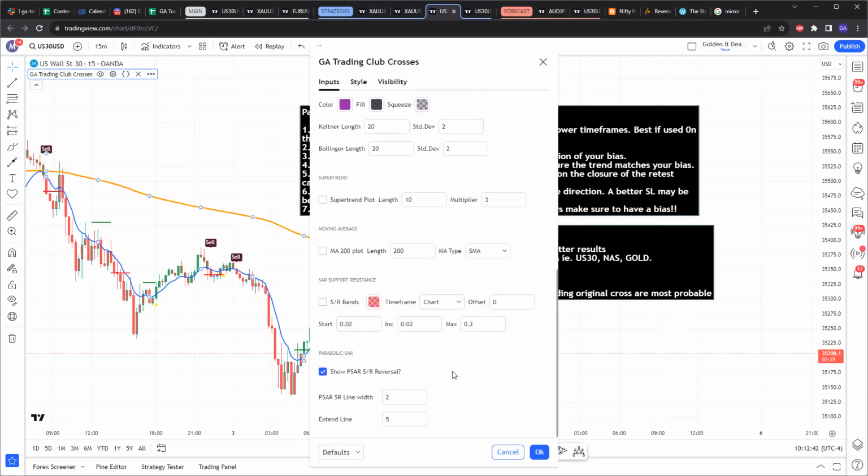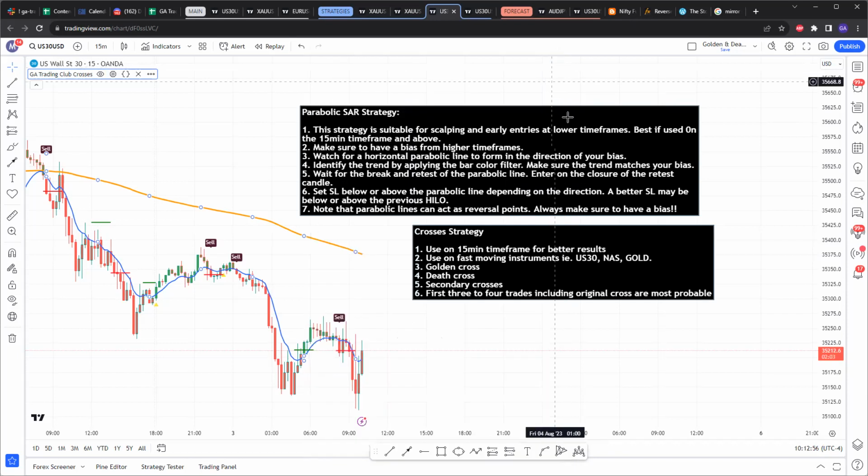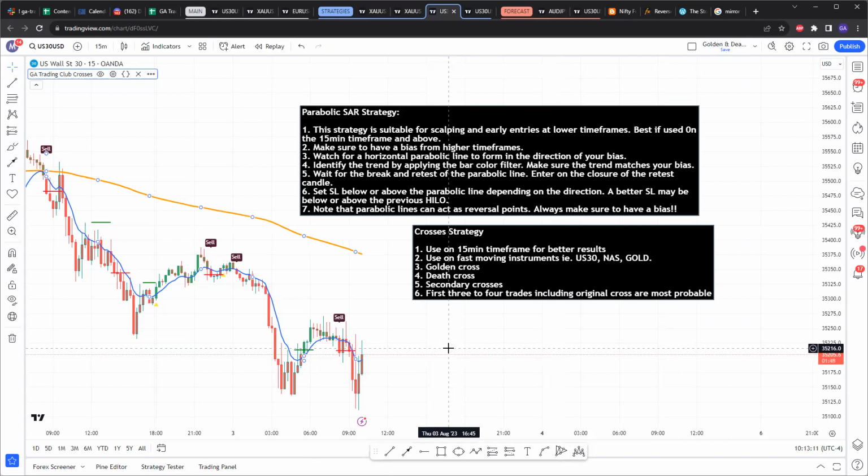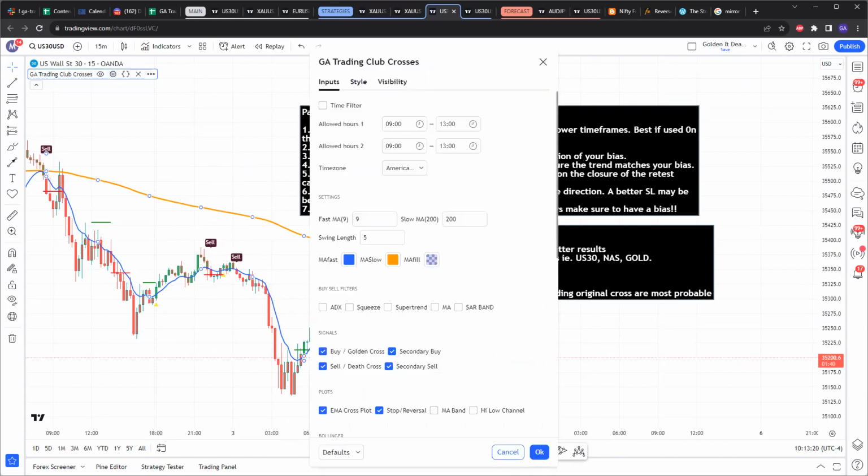The parabolic SAR strategy. You can look it up on YouTube if you don't already know, and I'm not really good at explaining what it is, but what you're looking for, parabolic zones can act as support and resistance zones. What we know about support and resistance zones is that they can act as both. Support can literally act as a buy zone, but support sometimes can act as a sell zone if you get a break and retest below it. So are we together up until that point? Marcus? Yeah, I'm still here. Okay, perfect.